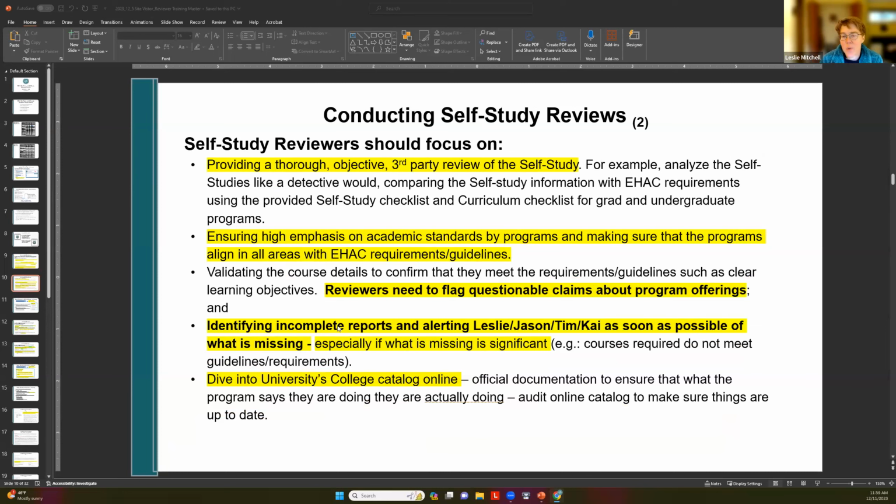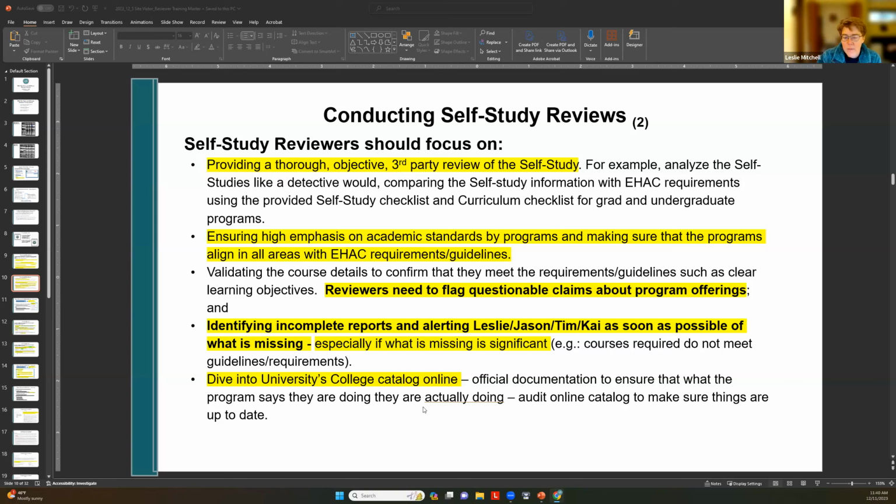providing a thorough, objective third-party review of the self-study, and ensuring high emphasis on academic standards by programs and making sure that the programs align in all areas of the requirements and the guidelines. And then validating the course details to confirm that they meet the requirements and guidelines, such as clear learning objectives. And again, please flag questionable claims about program offerings. We're looking for evidence that the programs are meeting all the requirements and the guidelines. And identify incomplete reports. And please, if you see anything that needs to be added, let me know as soon as possible.